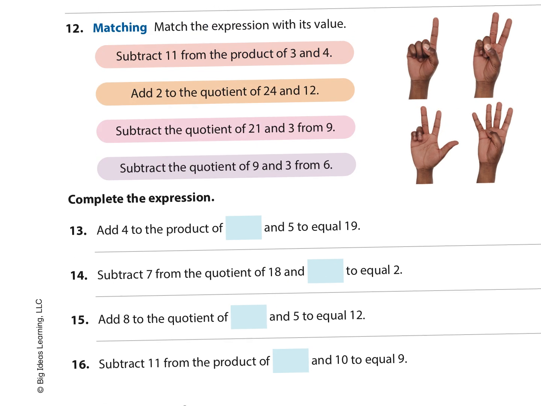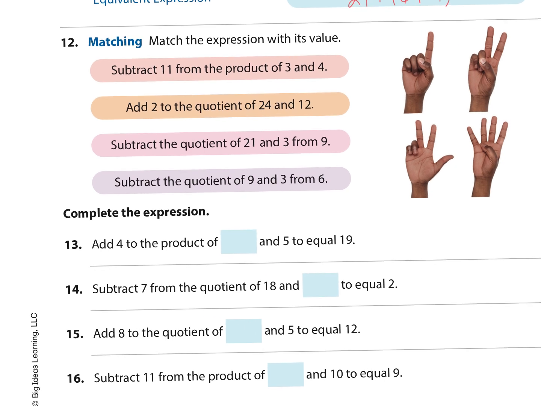Okay. So looking at this, it says subtract 11 from the product of 3 and 4. I'm taking 11 away from something. Product is the answer of a multiplication problem. So I know I'm going to do 3 times 4, which is 12. Take 11 away from that. What's that leave me? 1. So that should go right here.